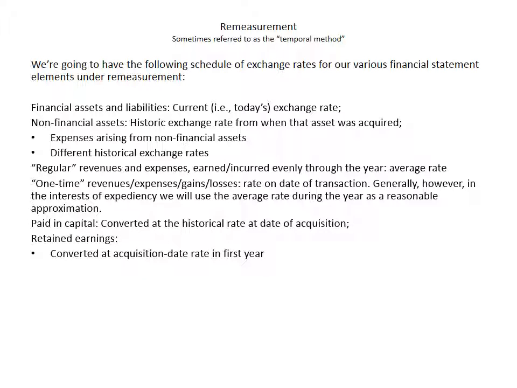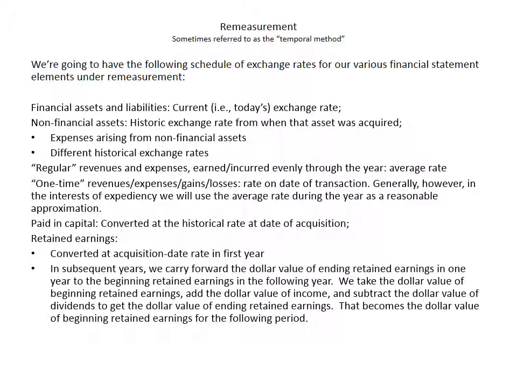Retained earnings can be a little confusing at first blush. In the year of acquisition, we're going to convert it at the historical acquisition date rate just in the first year. In subsequent years, we're going to carry forward the dollar value of any retained earnings from one year to the beginning retained earnings in the following year. Basically, we're going to take the dollar value of beginning retained earnings, add the dollar value of income, subtract the dollar value of the dividends to get the dollar value of ending retained earnings. That dollar value of ending retained earnings becomes the dollar value of beginning retained earnings for the following period.